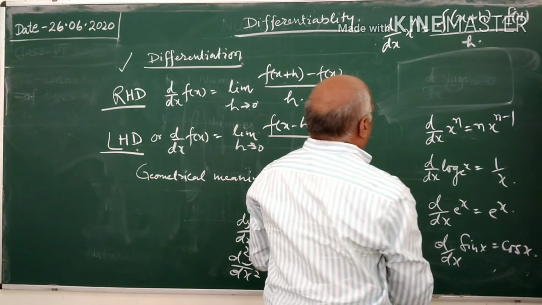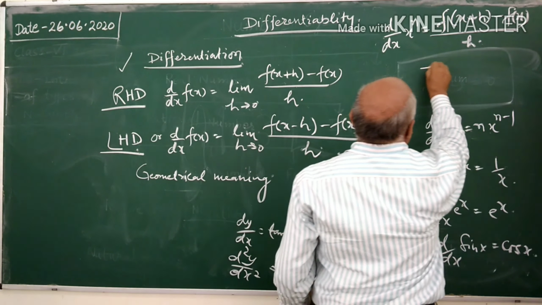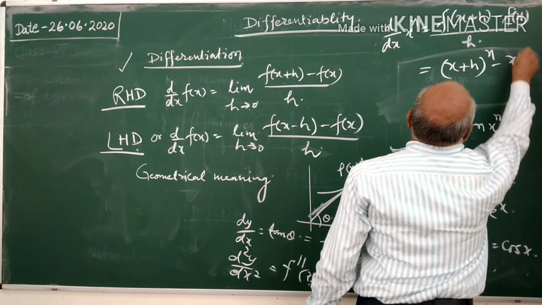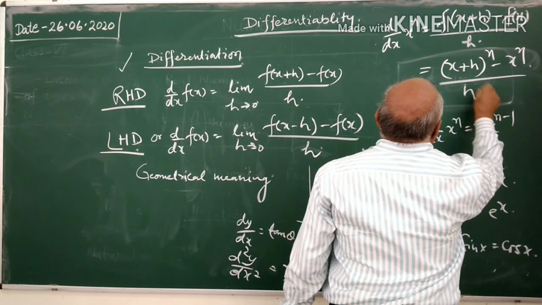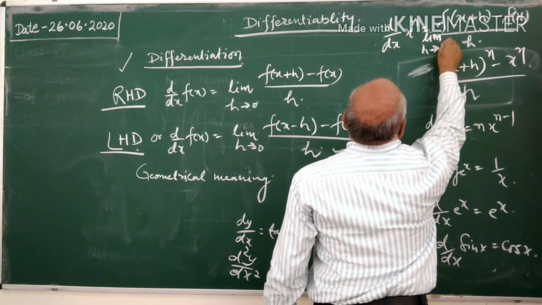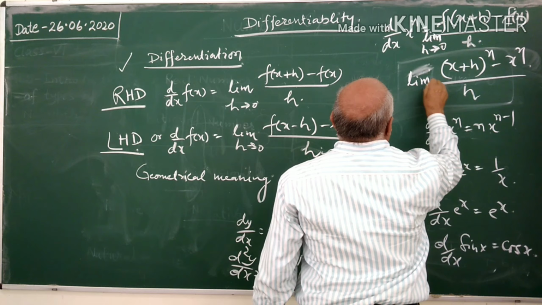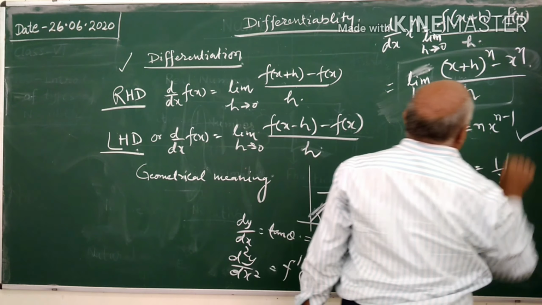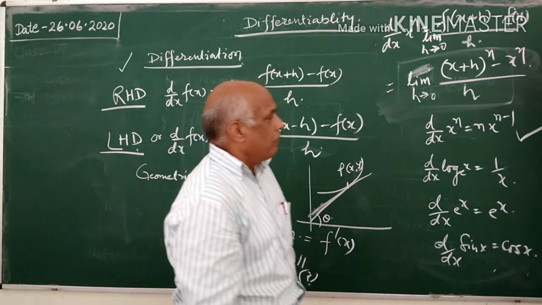We can write it as x plus h to the power n minus x to the power n divided by h, and limit h tends to 0. And after solving this, we get dy by dx of x to the power n is equal to nx to the power n minus 1.